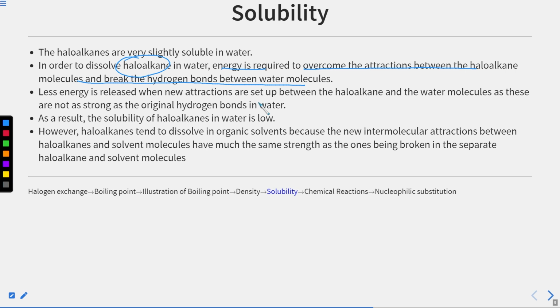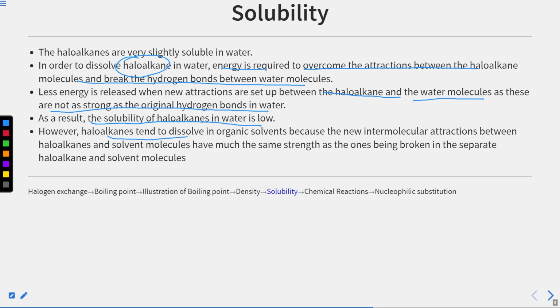Therefore, a haloalkane, or the required substance which you want to dissolve, can be inserted between them. Now this requires less energy because new attractions are set up between haloalkane and water, though these are not as strong as the original hydrogen bond, because the original hydrogen bond includes a direct bonding of oxygen and hydrogen, and oxygen is very electronegative, and we do not have that with carbon. The lengthening of the carbon chain decreases the solubility. So the solubility of haloalkane in water is low.